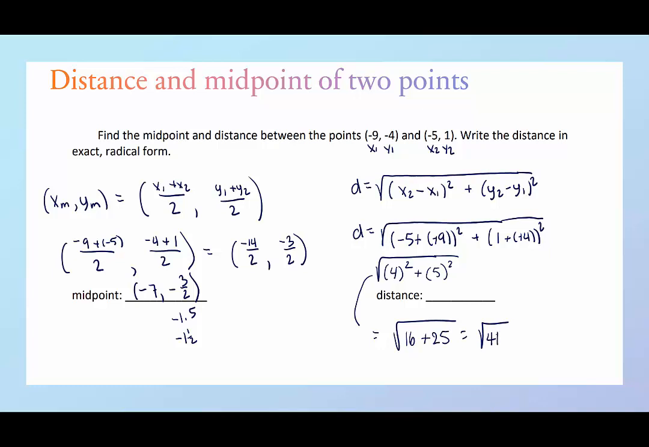41 is a prime number, so it's not going to have any perfect square factors. If we could simplify, we would simplify since it does say write the distance in exact radical form. We don't want to use our calculator and get the approximate decimal here. And so we're just going to say our distance is the square root of 41. So we found the midpoint and the distance using their respective formulas.